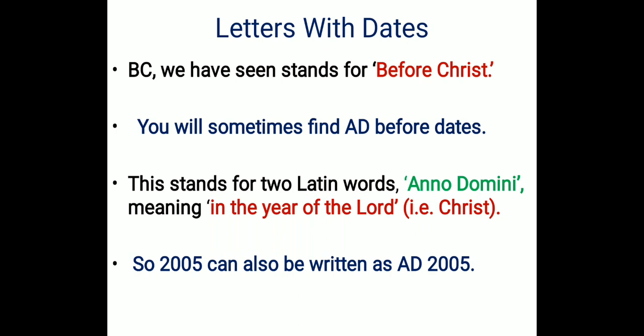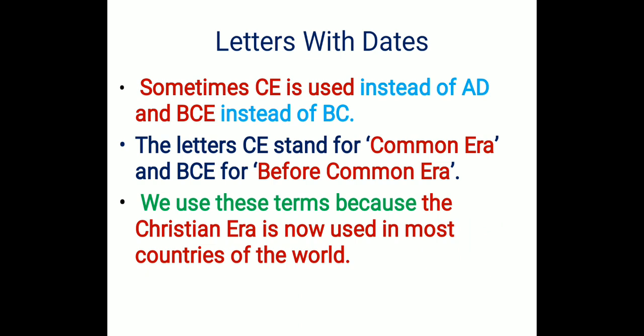You will sometimes find AD before dates. This stands for two Latin words, Anno Domini, meaning in the year of the Lord Christ. So 2005 can be written as AD 2005. Sometimes CE is used instead of AD and BCE instead of BC. So sometimes instead of AD we write CE, and instead of BC, Before Christ, we write BCE. The letters CE stand for Common Era.